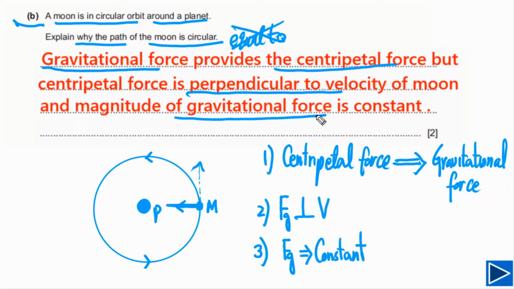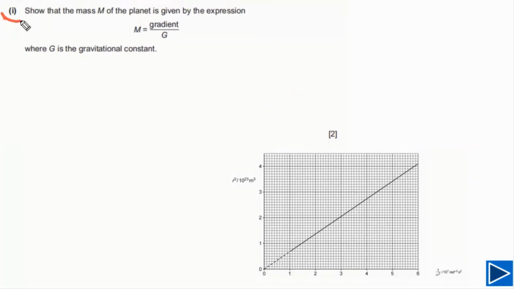So these 3 points you can mention. If you write them down, you will get 2 marks. For part C1, we need to show that mass capital M of the planet is given by this expression. Means mass of the planet is equal to gradient over universal gravitational constant.